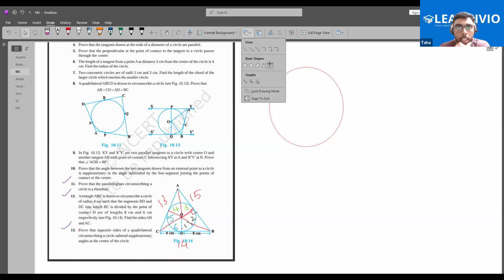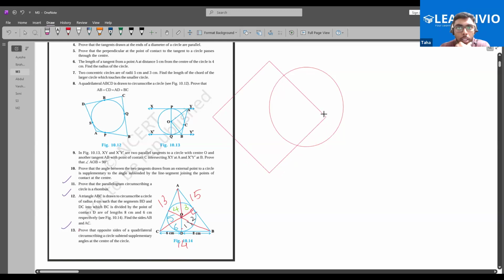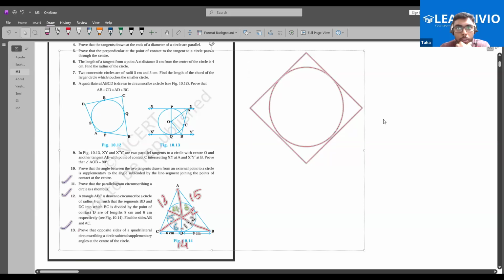Now when we have a quadrilateral here, okay. Just a second, it's stuck.